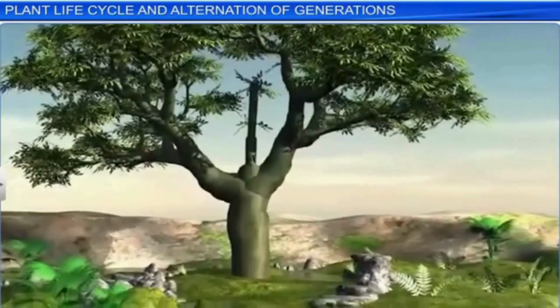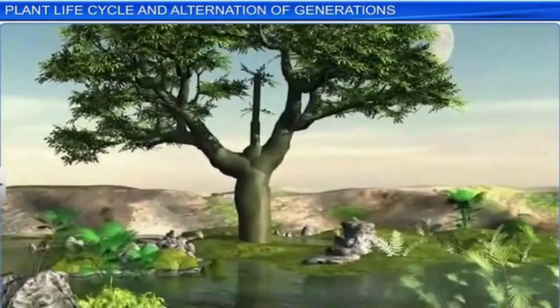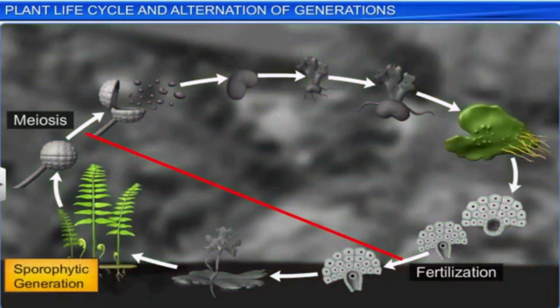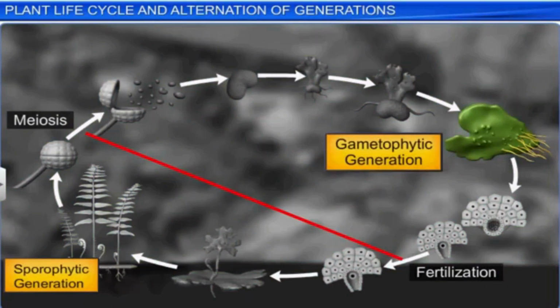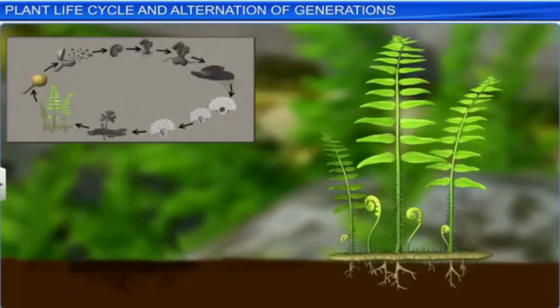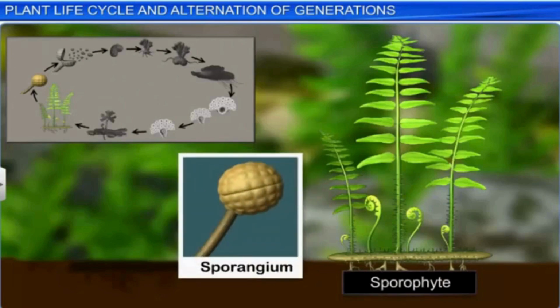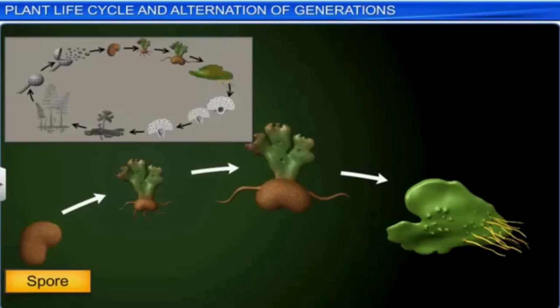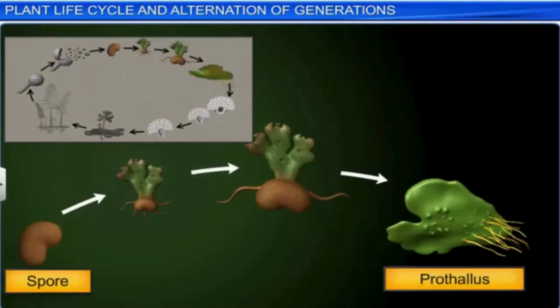If you observe the life cycle of any sexually reproducing plant, you will notice that it alternates between a sporophytic generation and a gametophytic generation. This is termed as alternation of generations. In the life cycle of the fern, for instance, the main plant body, a mature sporophyte, bears sporangia, which produce haploid spores through meiosis. These spores undergo mitosis and germinate into a prothallus, a gametophyte with haploid cells.